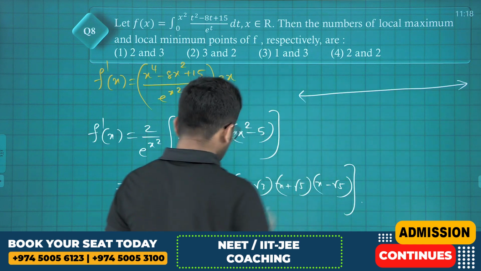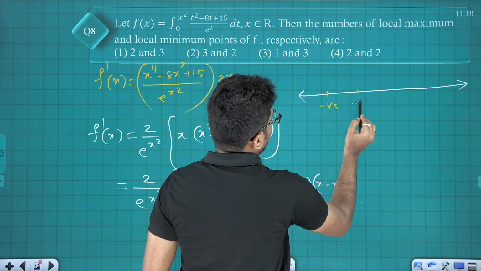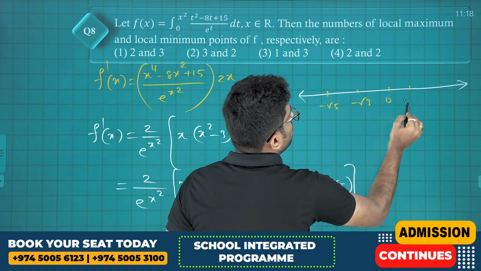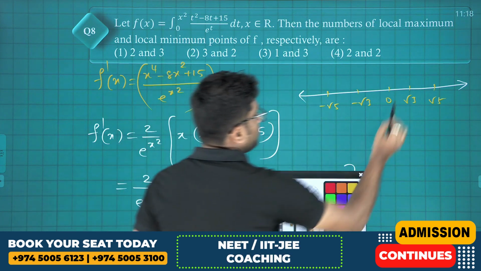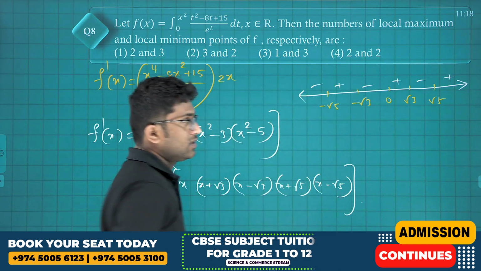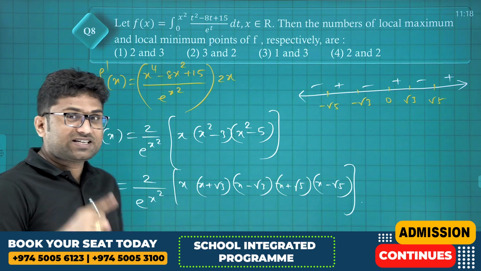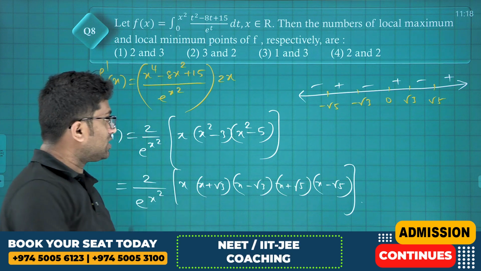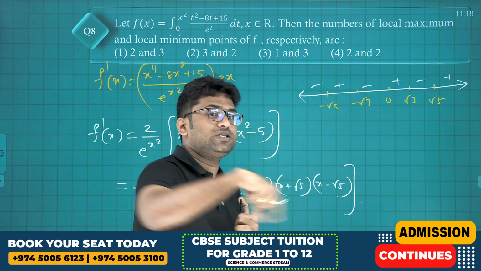Arrange the critical points on the number line in ascending order. So starting from minus root 5, minus root 3, 0, root 3, root 5. Now the signs are plus minus plus minus plus minus. So at minus root 5, f dash x is changing its sign from negative to positive, and at minus root 3, f dash x is changing its sign from positive to negative.